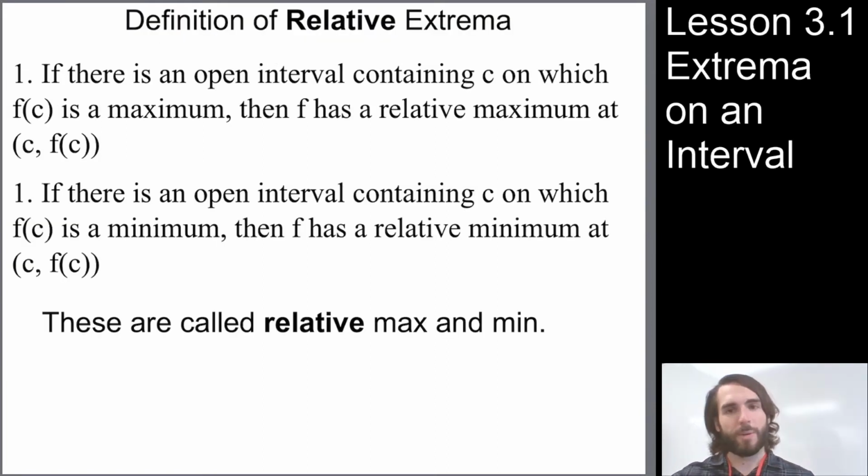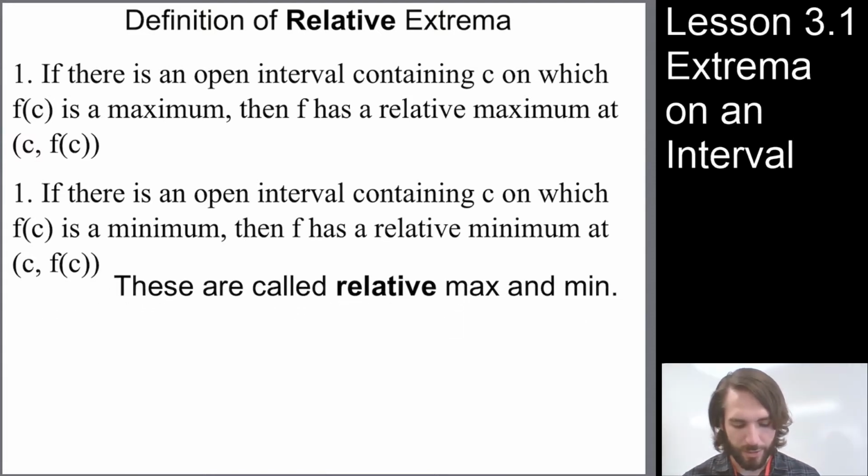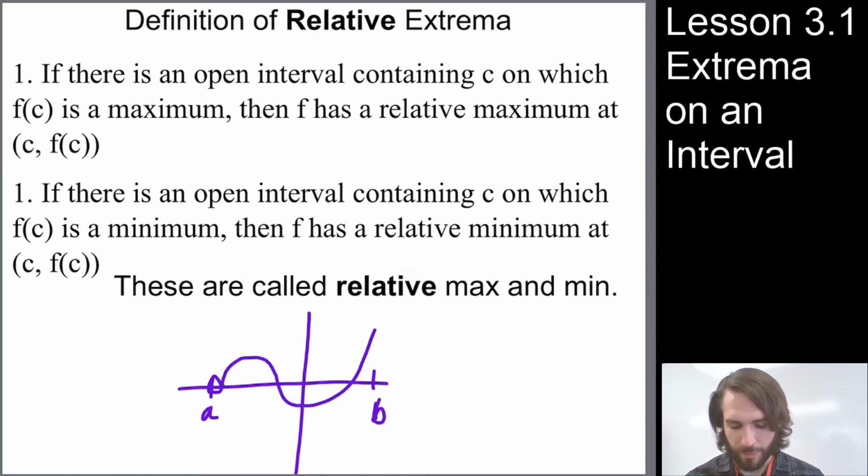So we talked about absolute extrema so far, but there can be relative extrema also. If there's an open interval containing c on which f of c is a maximum, then f has a relative maximum at c. Let me just sketch a picture to help you understand what's going on here. Let's take a look at that graph I had before. So this is an open interval. It looks something like this.